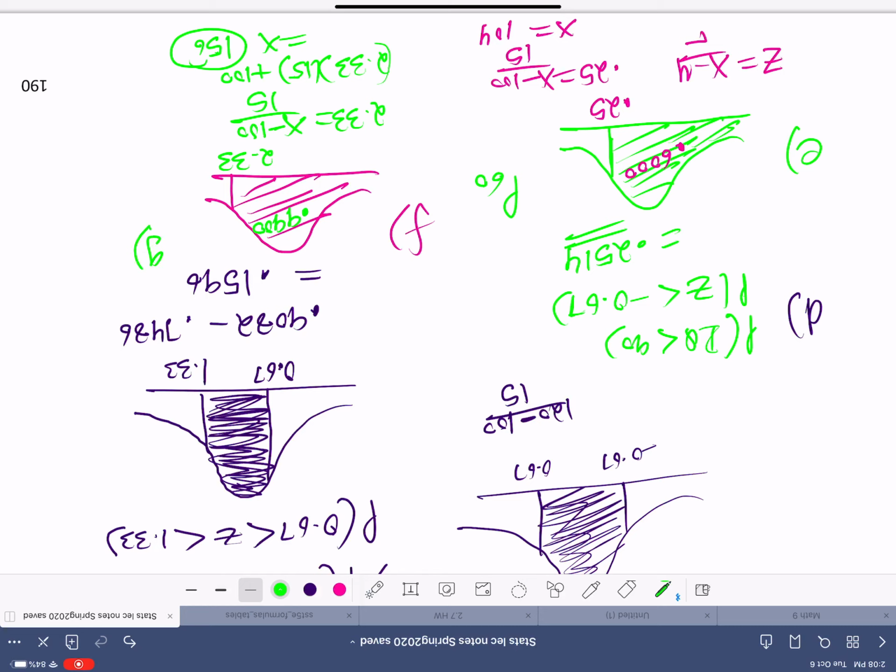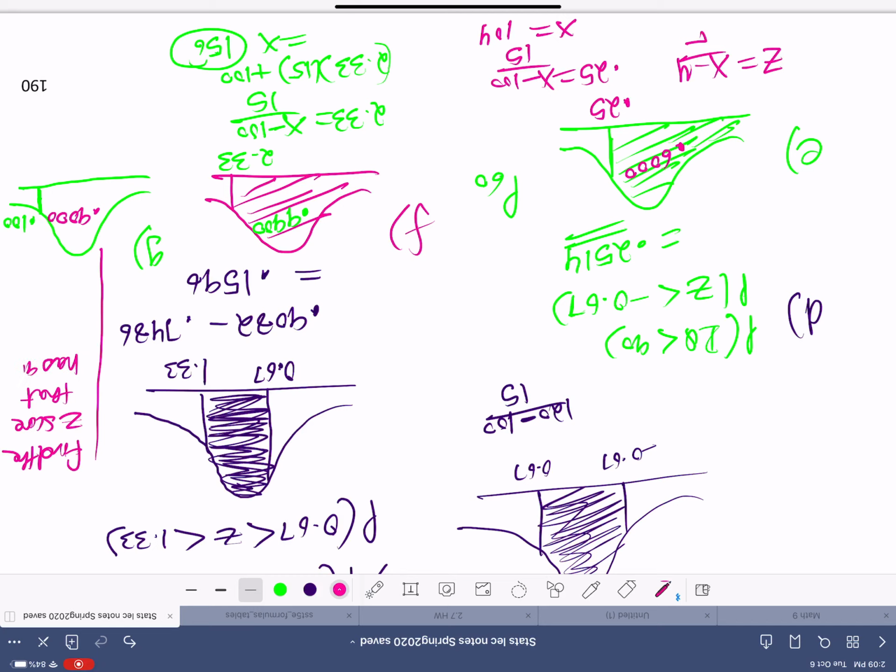And then we will look at part G now. For part G, we have find the IQ score separating the top 10% from the others. Okay, the top 10% or the bottom 90% is the same spot. That means it's got 10% area to its right. If it's got 10% area to the right, it's got 90% area to the left. So our job is to find the z-score that has 90% area to its left. The same z-score will have 10% area to the right.